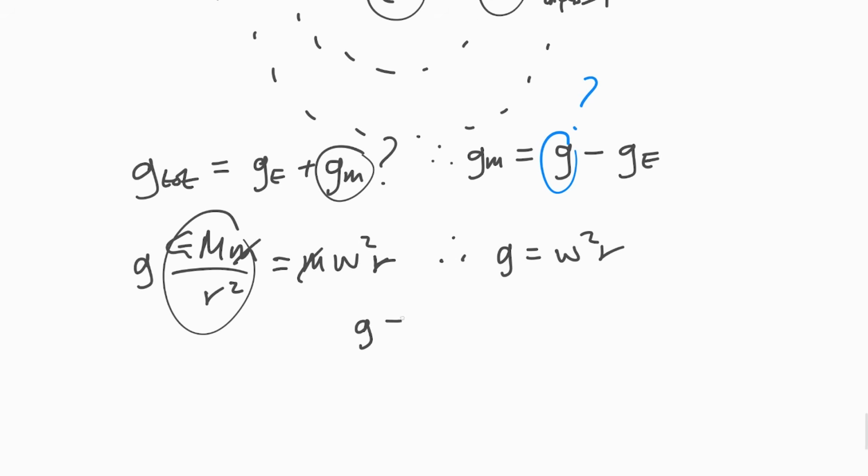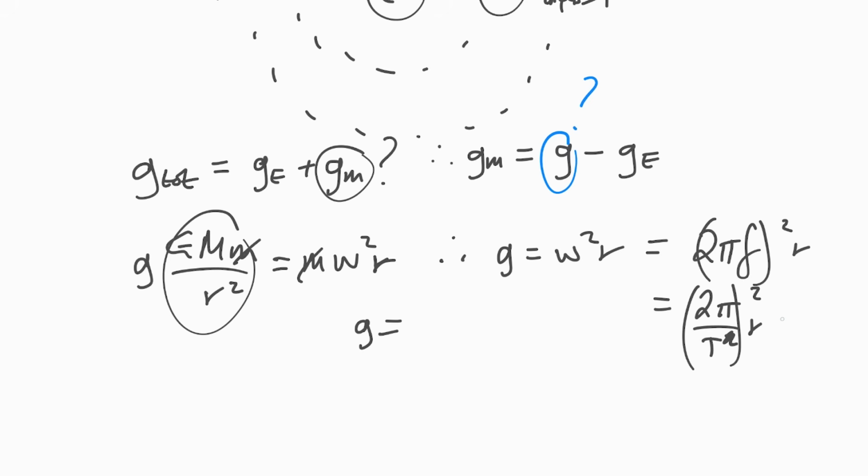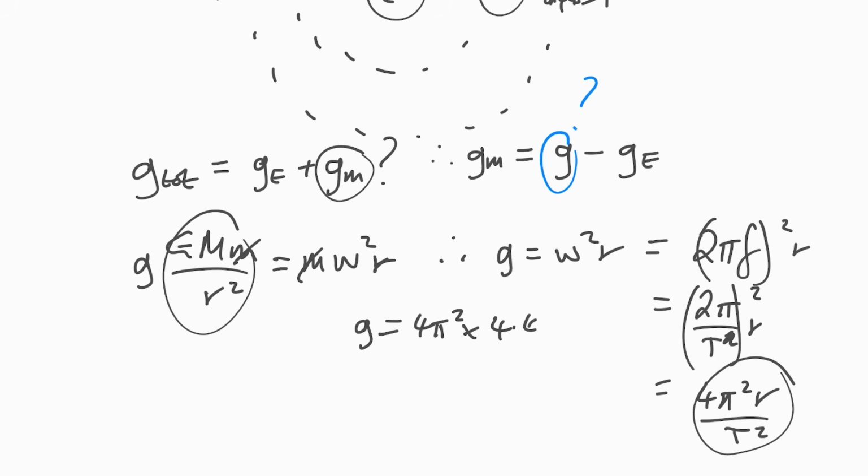Cool, so all we have to do then is say g is equal to, well, we can replace that with 2 pi f squared r, or 2 pi over T squared r. Let's go for that, there we go. But I'm going to say that that is 4 pi squared r over T squared. Cool. So that's our g. So let's pop that in. So that's 4 pi squared times the radius, 4.489 times 10 to the 5 kilometers. So that's times 10 to the 8 meters then. Divided by the time period. And that is 27.3 days.